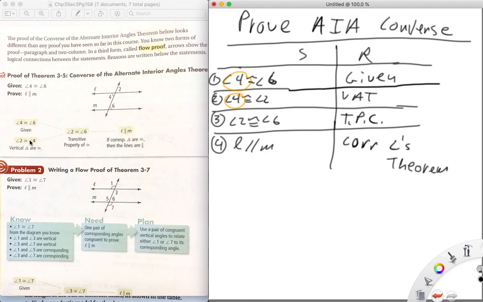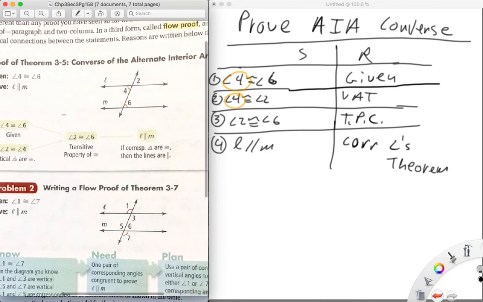Here they have the flow. They have the same thing. 4 is congruent to 6 because it's given. And then they're vertical angles. 4 is 2, and then they put the arrows together like so. I'm not going to draw it. They put the arrows together to say that since this is given, and since this is vertical angles, then I can use the transitive property. And since these are equal to each other, then I'm going to draw an arrow and say that they're parallel because of corresponding angles.